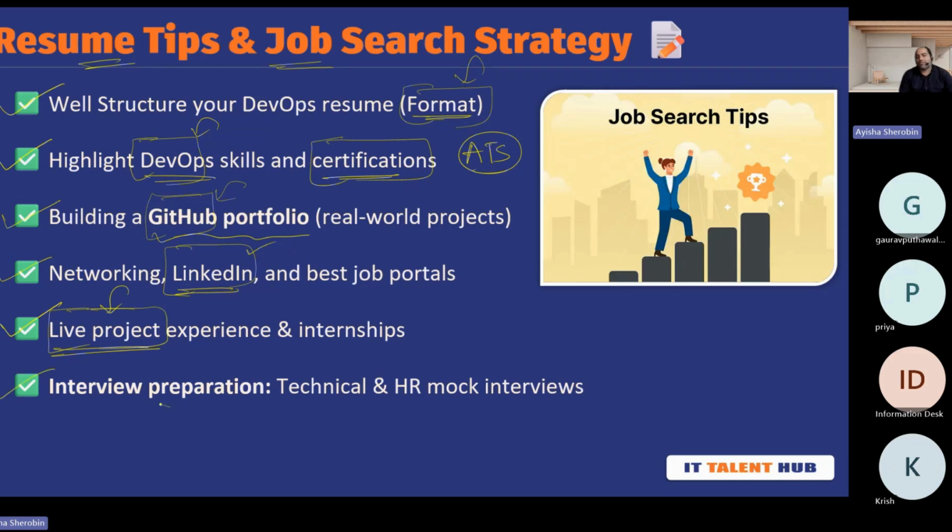And interview preparation: most people will focus only on technical, but they will not properly concentrate on HR. So we must balance both. Both are very important if you are an experienced person.